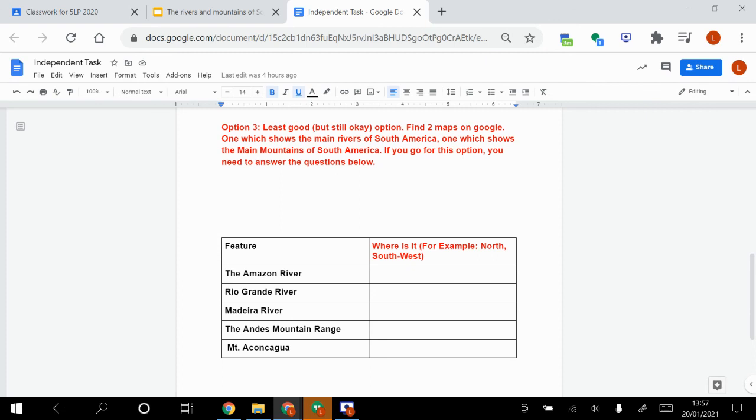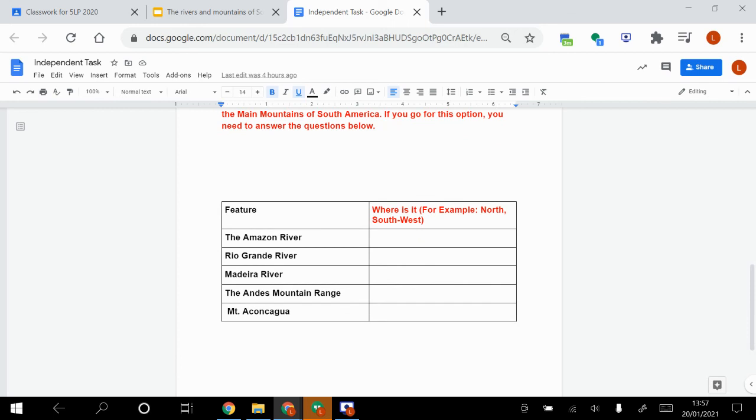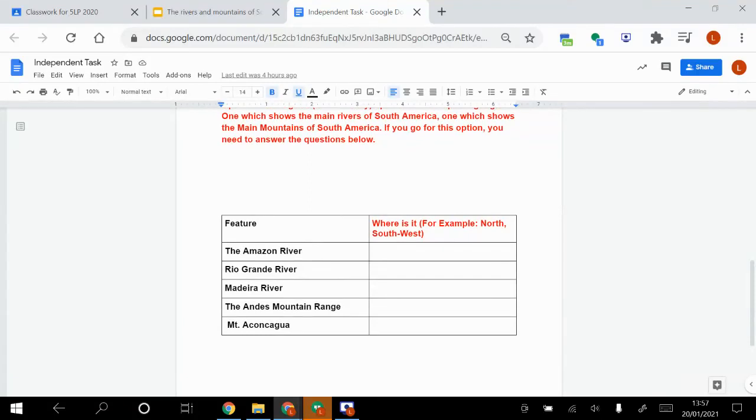What I want you to do is go onto Google and find one river map of South America and one mountain map of South America. So you'll have 2 maps underneath this task. Then what you need to do is fill in the table underneath. So you need to tell me the compass points, thinking about an 8-point compass. So north, northeast, east, southeast, south, southwest, west, or northwest. You need to tell me where roughly that piece of physical geography is in South America.